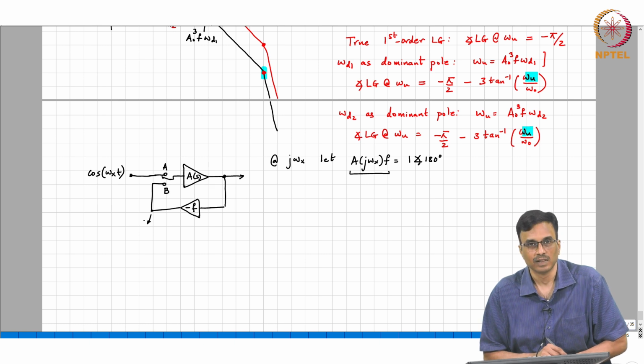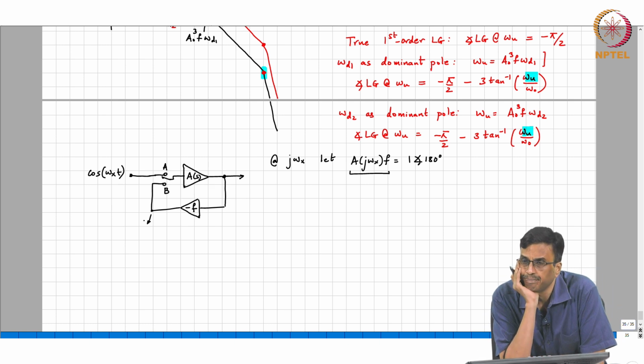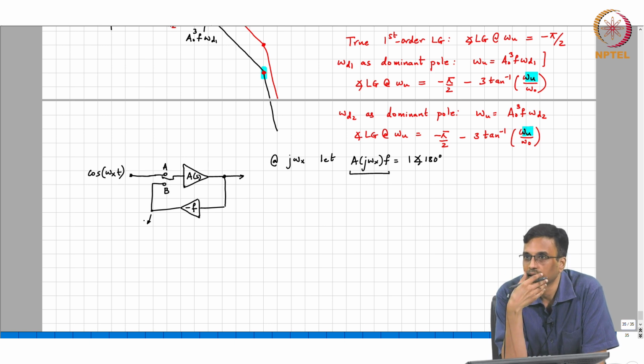Think carefully, people. Huh? What is the signal I will get there in the time domain? This is a time domain argument. I am putting cos omega x times t, right? I am telling you A of j omega x times f is 1 angle 180. What is finally the signal at B?